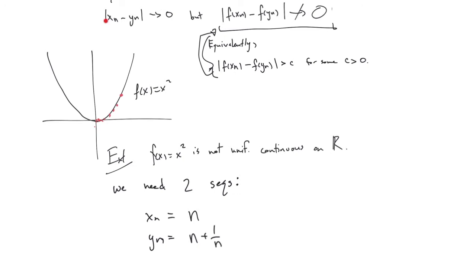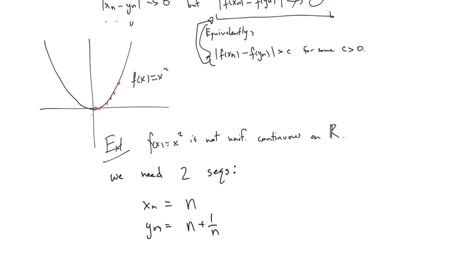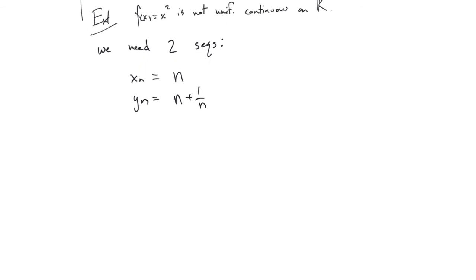So what we need to do is verify these two things, right? We need to verify that xn minus yn does go to 0, and also f of xn minus f of yn does not go to 0. Let's see what happens. On a typical example, you might have to play around with these. Maybe we'll check this and something will not quite work, and then we go back and tweak the sequence a little bit to make it work.